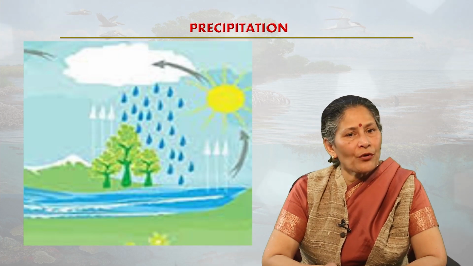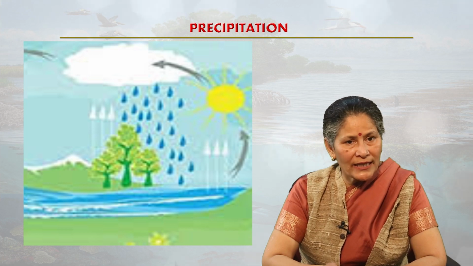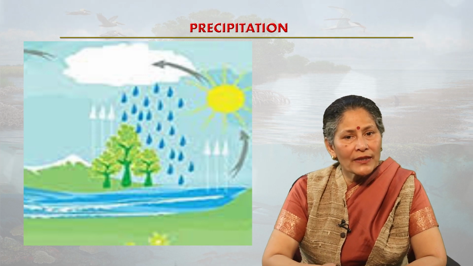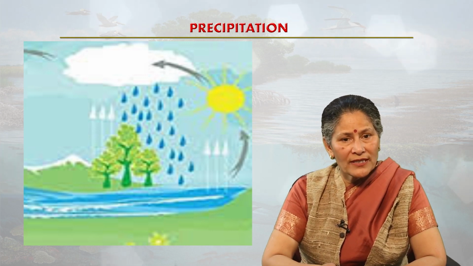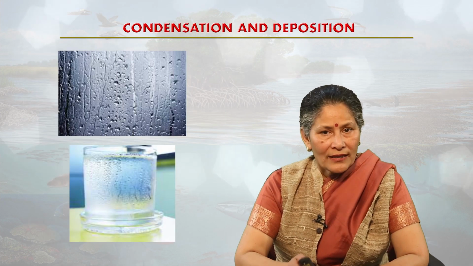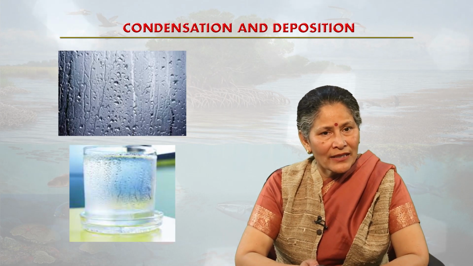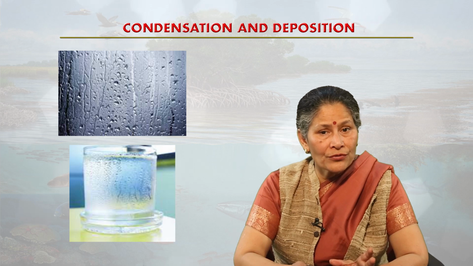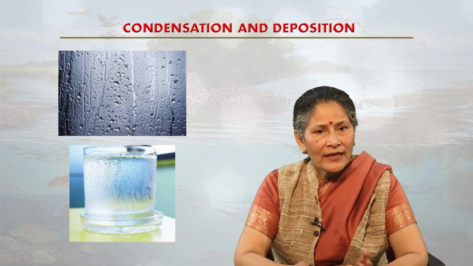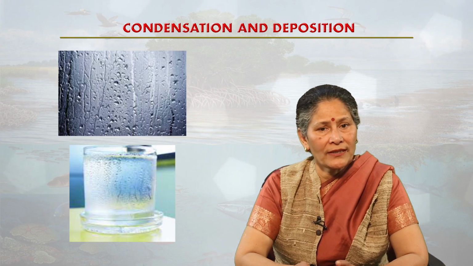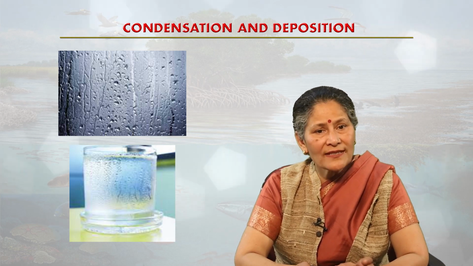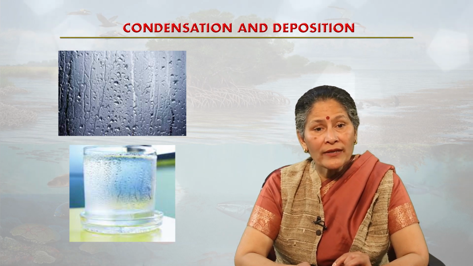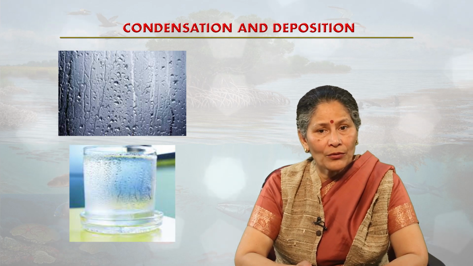Precipitation is the process of conversion of water vapor into liquid state, and it signifies rainfall and snowfall. Water returns to the land and sea from the atmosphere by means of condensation and deposition. Condensation is the process of conversion of water vapor into liquid state, like the dew droplets. It's a very common observation. Every day we observe this. Deposition is the process by which water vapor changes into ice crystals. In the atmosphere, tiny droplets of water and ice crystals form the clouds.